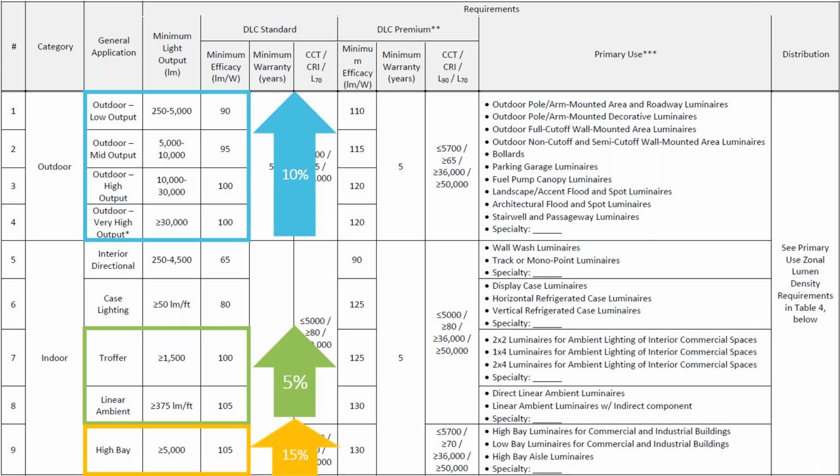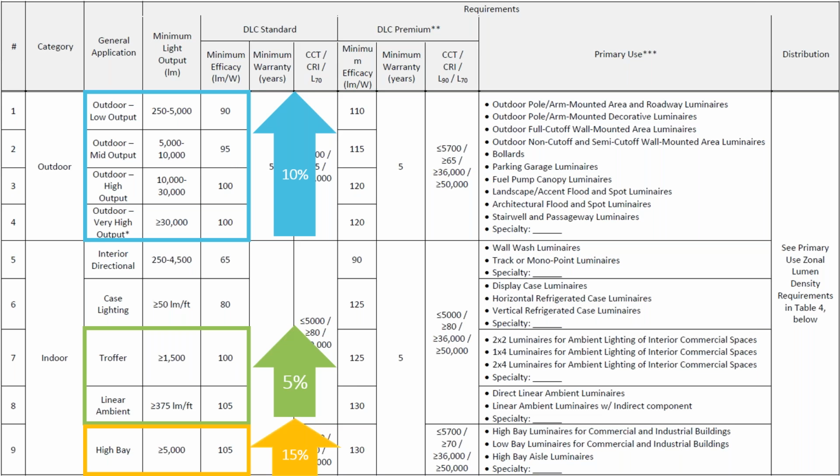The next bin is 15% increase, and these are high bay products. So high bay products have a large share of products that outperform the current efficacy requirement by a pretty wide margin. So in other words, there are a pretty good chunk of products on the current QPL that exceed the current requirement of 105 lumens per watt.